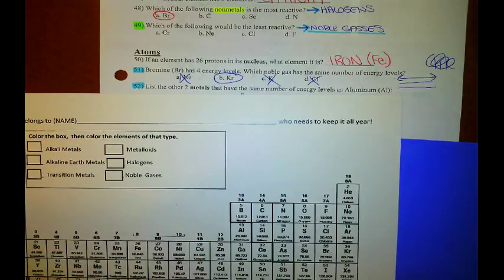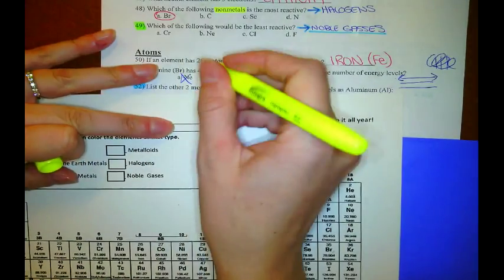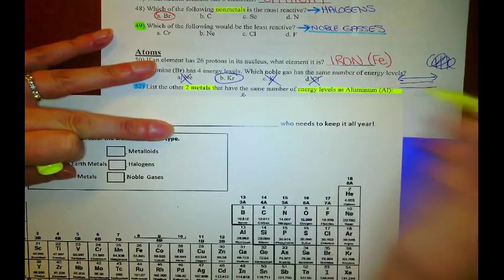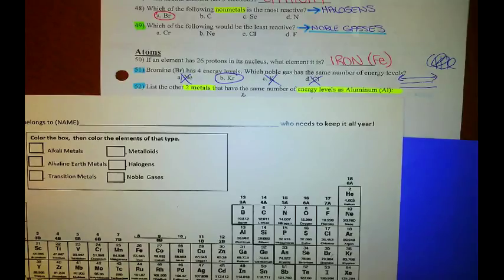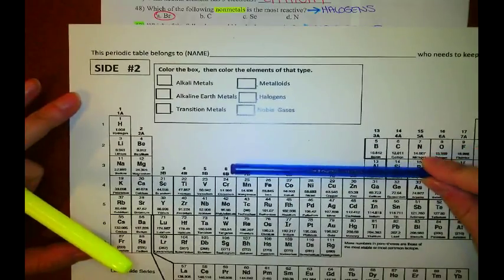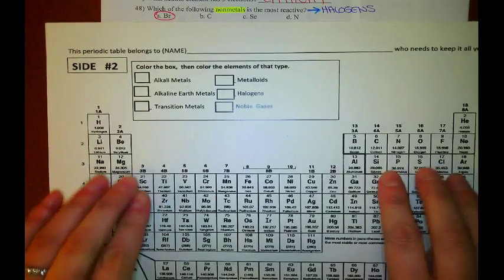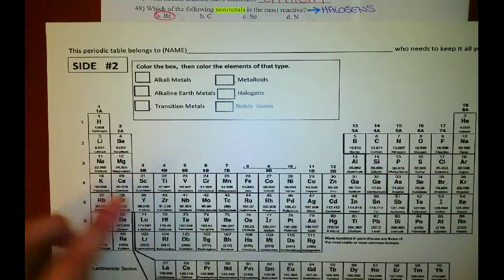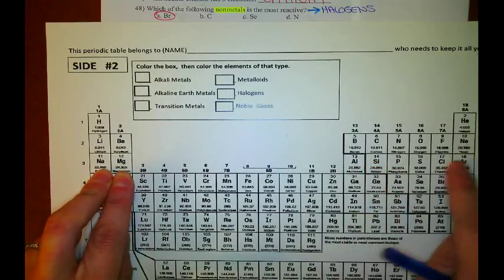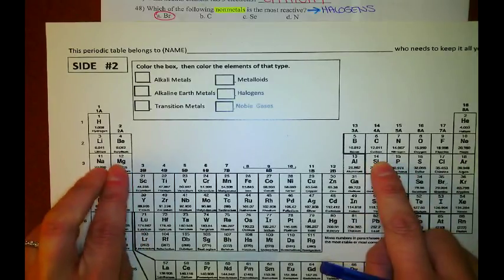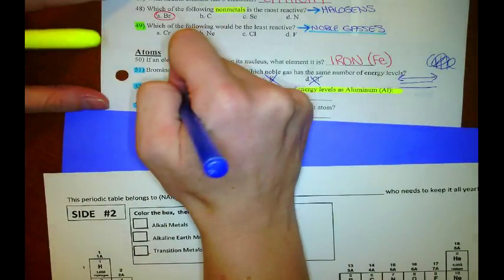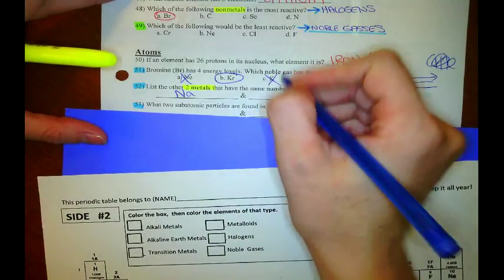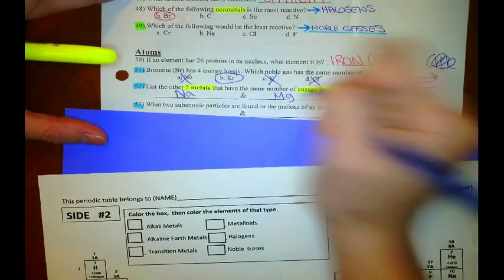Okay, list 2 other metals. So they're asking me for 2 metals, if I'm reading the question right, that have the same number of energy levels as aluminum. So that means same period as aluminum. So here's aluminum right here. My only possible choices are the things in the same row or the same period. And the only metals are these ones. Okay, all of these right here in period 2 are nonmetals. So those would be my 2 answers, sodium and magnesium. Those are the other 2 metals in period 3, sodium and magnesium.